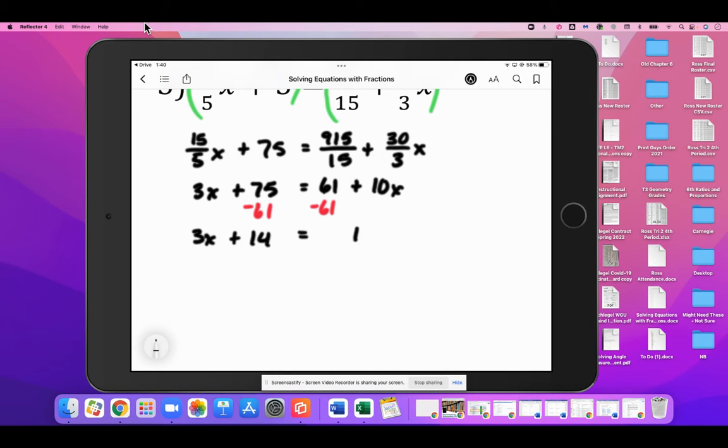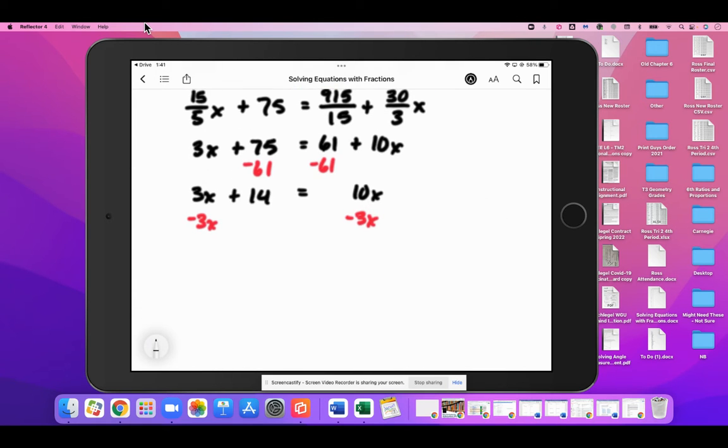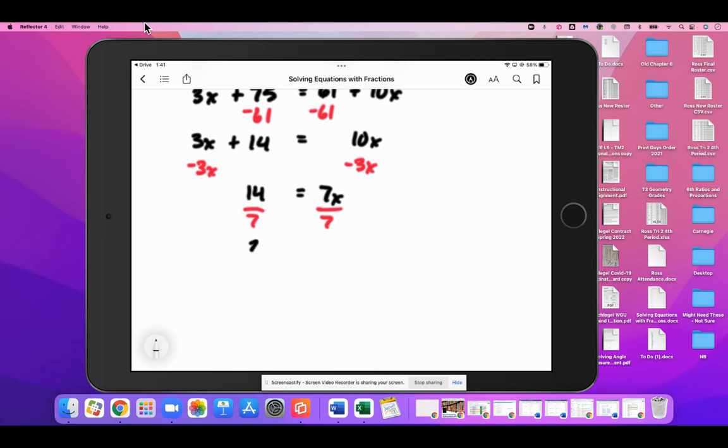And this is what I get. So now I am going to choose to subtract 3x. And I get 14 equals 7x. So lastly, my final step is going to be divide by 7. And I get 2 equals x.